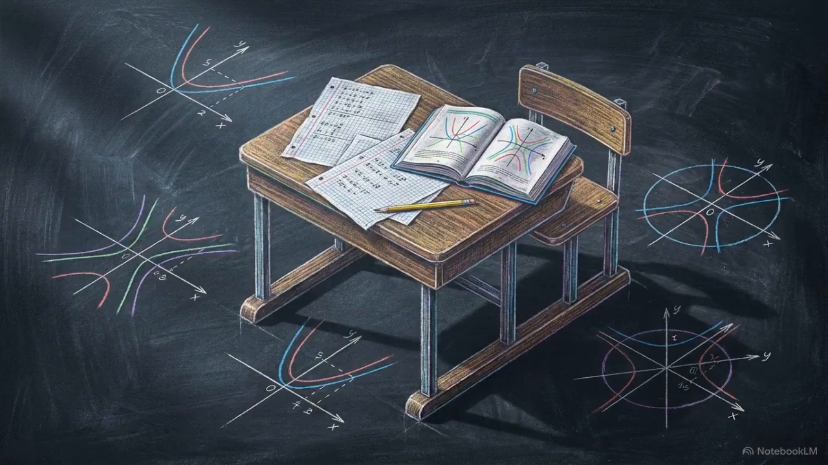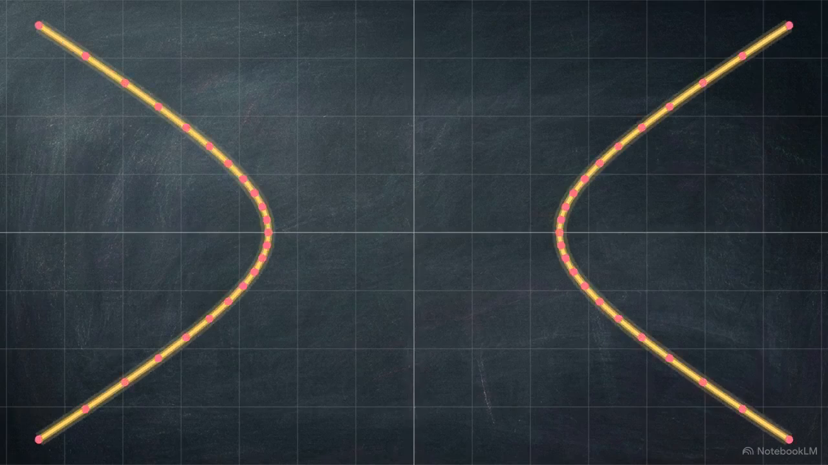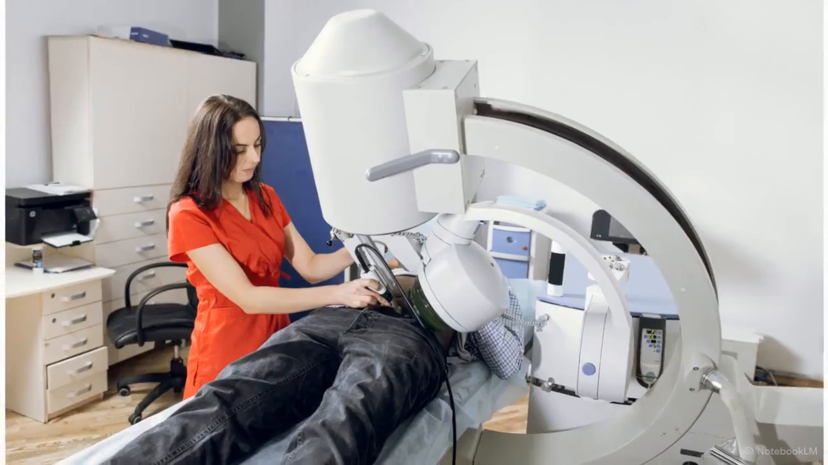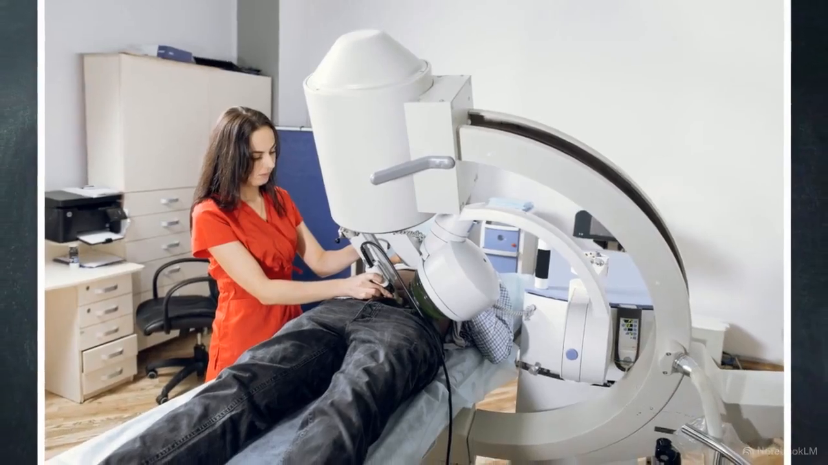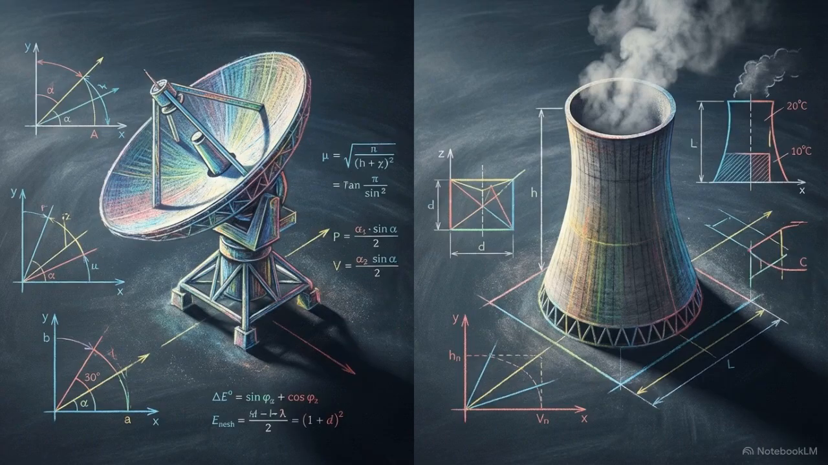While these shapes often feel like abstract exercises in a classroom, they are the functional requirements for the technology we rely on. These formulas exist to do more than just plot points on a grid. The ellipse, parabola, and hyperbola allow us to focus sound for surgery, transmit signals across space, and build structures that can withstand the elements.